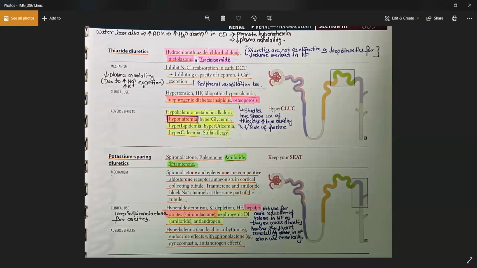Because these drugs decrease calcium excretion, they can be used to prevent stones in the kidney. So one thing is the stone treatment. Second, because they increase the calcium reabsorption, they will increase the serum calcium levels. They can cause hypercalcemia also, and they can be used for the treatment of osteoporosis and idiopathic hypercalciuria.